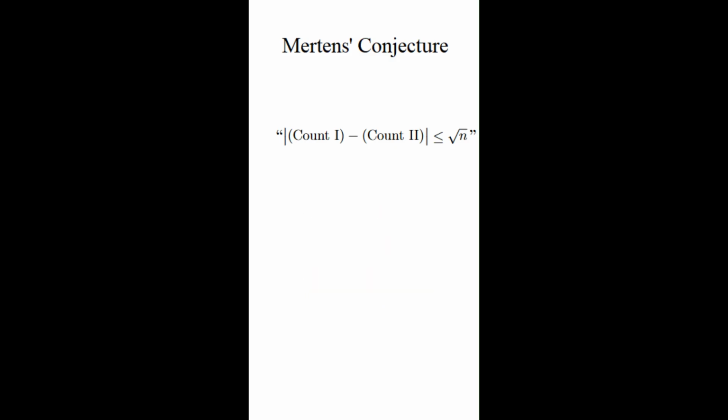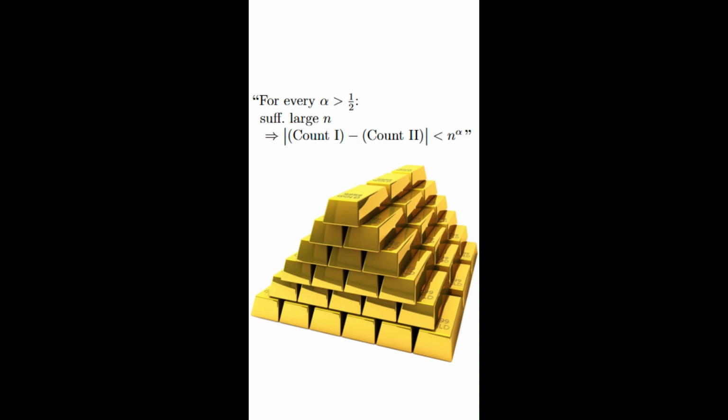Nevertheless, there's a weaker version of the problem that still remains open, and that is: is it true that for every exponent alpha strictly greater than a half, taking sufficiently large n guarantees this weaker version of the inequality, where the threshold for sufficiently large n can depend on alpha? If someone manages to solve this problem, they'll be awarded $1 million, because this is one of the many equivalent formulations of the Riemann hypothesis.